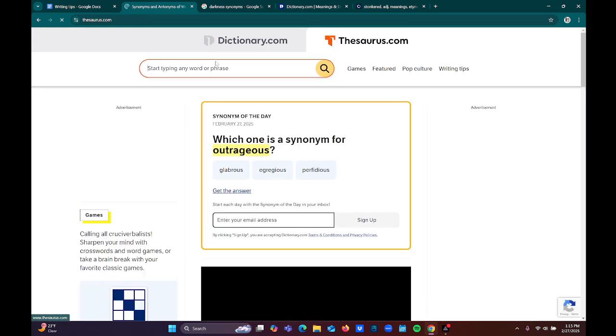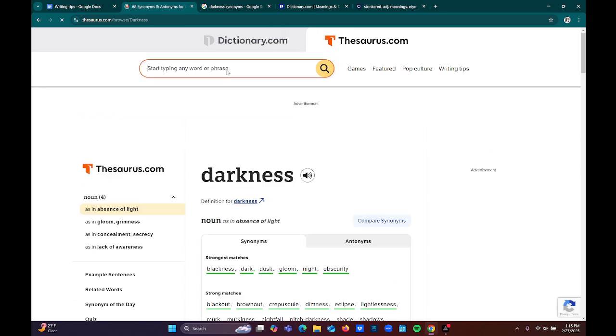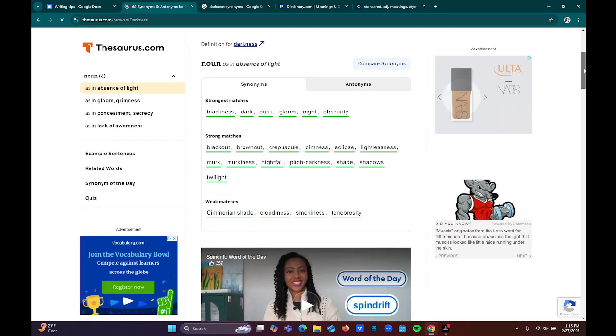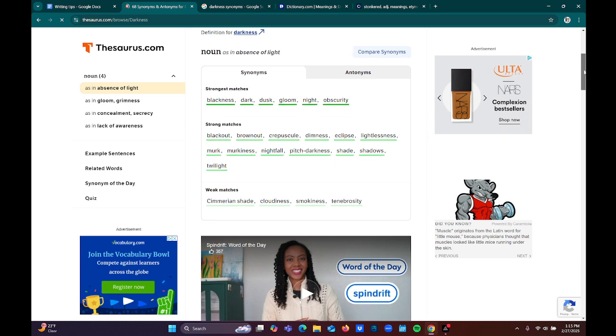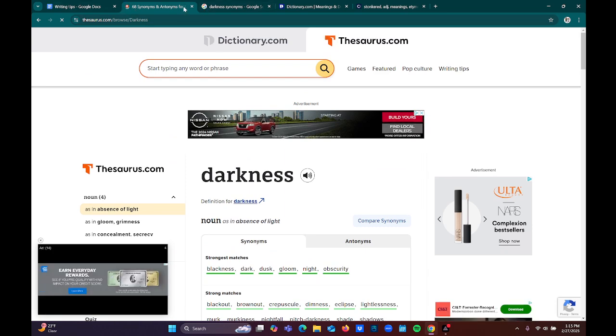Usually you can go to thesaurus.com. Let's see that. Am I okay? Oh, I guess I was already there. I don't know why these tabs are just confusing me, but we got something, right? That's the important thing.